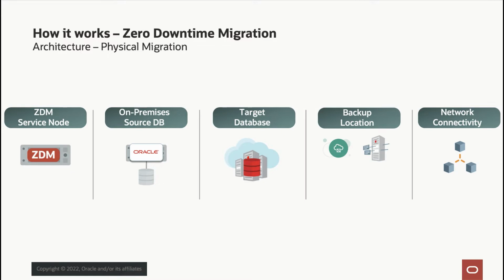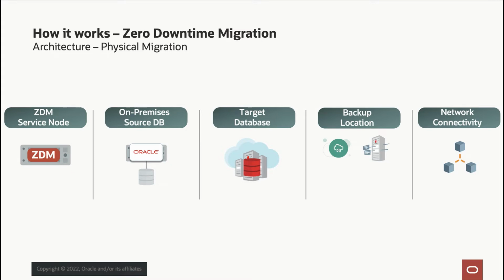So first, we have the ZDM service node. That's where ZDM will be running. It could be a VM or any server. It could be deployed in the source server if you wanted to. It could be deployed in the cloud, in a compute node. It could be deployed in target. As long as it has a dedicated environment, it doesn't share a cluster or home, and it's running on Oracle Linux 7, we're fine. We don't require a lot of processing or capacity for the service node.